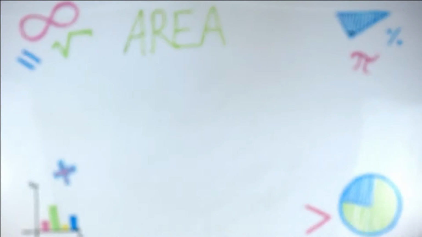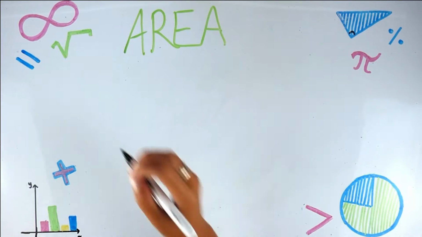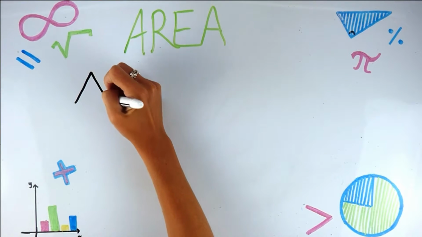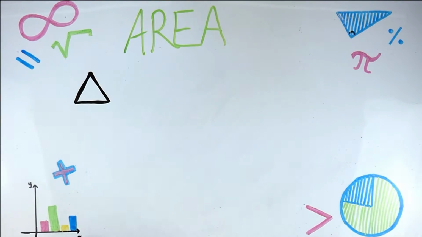Area, again, you can see the application of this in everyday life because everything you're looking at has some sort of area, so yeah, it's pretty cool. The first shape we're going to start with is the triangle. So we need the formula for working out the area of a triangle.